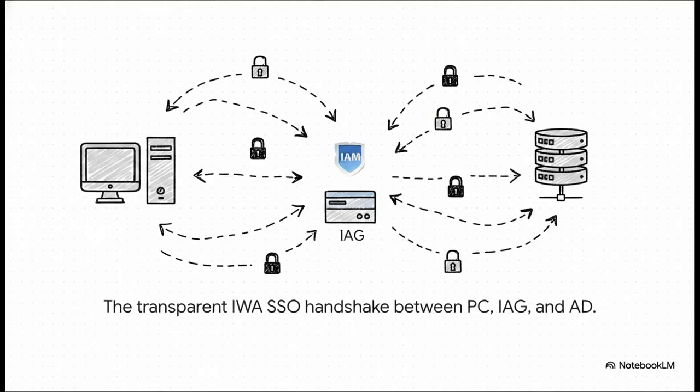And opening that browser kicks off this crazy 8-step secret conversation in the background. It's like a rapid-fire handshake between the user's PC, the Sangfor IAG, which is basically acting as the network's bouncer, and your Active Directory server, which holds the master list of credentials. Let's break this handshake down step by step.